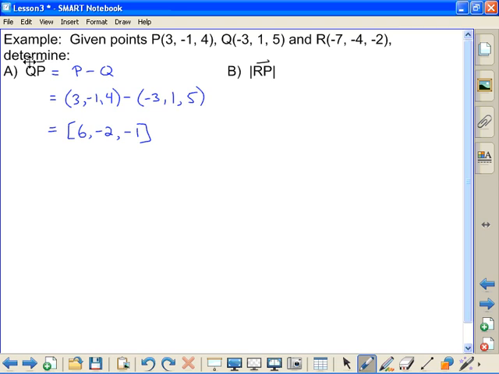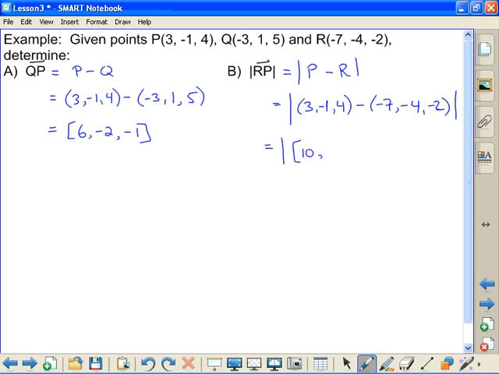Determining magnitude. Magnitude, same thing. Maintain those magnitude symbols all the way through. So we're taking point P, subtract point R, so 3, -1, 4, and we're going to subtract -7, -4, -2. Oops, that should have been an absolute value symbol. You'll find that the notation becomes a little bit frustrating after a while until you get real comfortable with it. So we end up with 10, we're adding 4 to that, so that'll be a 3, and adding 2, so that becomes a 6.